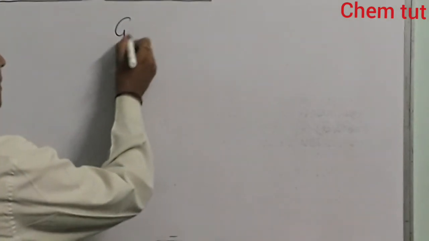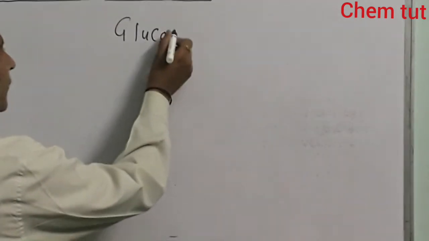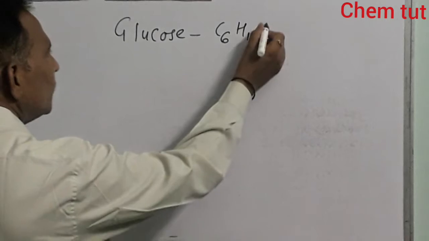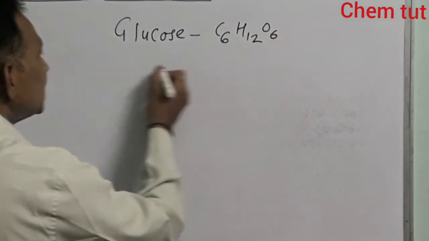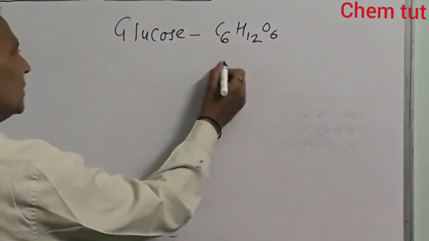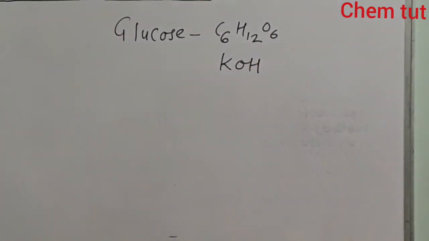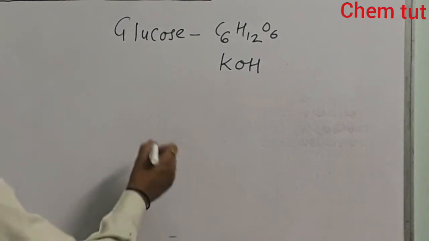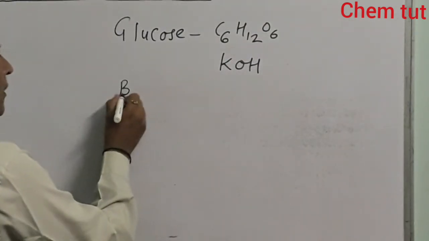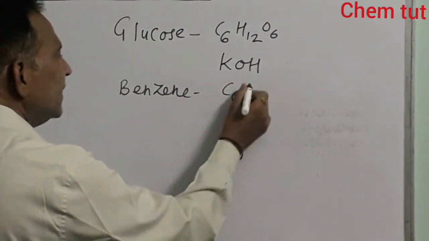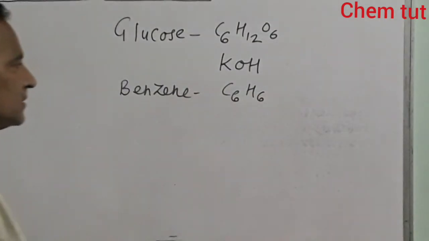The first famous example is glucose, C6H12O6. You may calculate its percentage composition. Then the second example is potassium hydroxide. Calculate the percentage composition of every element in potassium hydroxide. One more which is frequently asked is benzene. The molecular formula is C6H6.